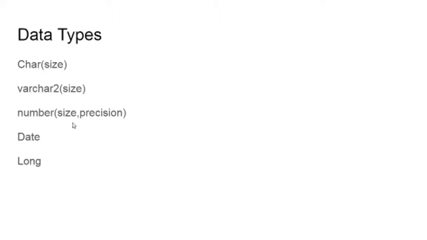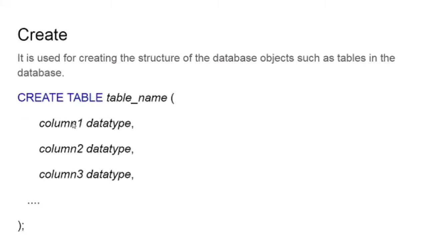Okay, next we will see the create command, how we are going to create a table inside the database. That is what we need, right? It is nothing but creating the structure of database objects such as tables in the database. Create is the command: create table, and we have to mention the table name. After that we mention the field names, that is column names, along with the data type and size. However many fields we require, we can mention them sequentially like this.